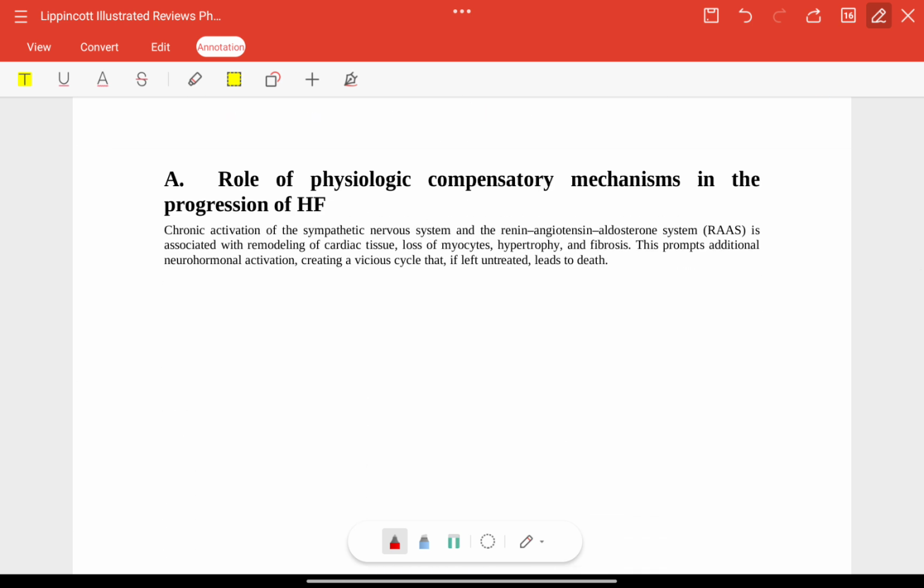Now, the role of compensatory mechanisms. The compensatory mechanism is RAAS, that is, the renin angiotensin aldosterone system.